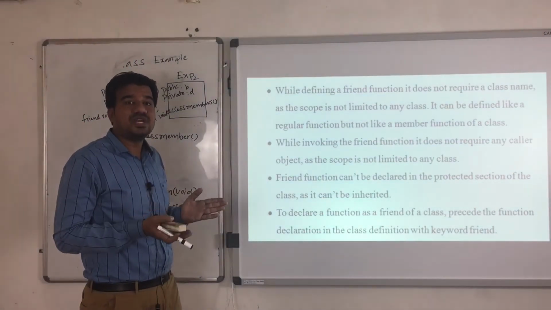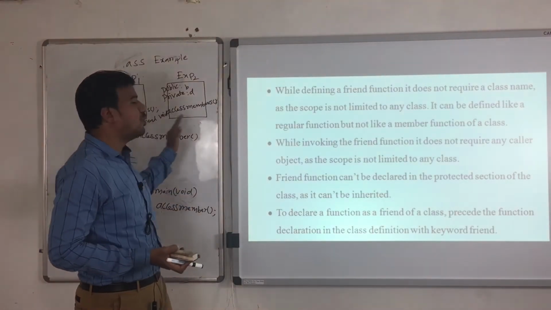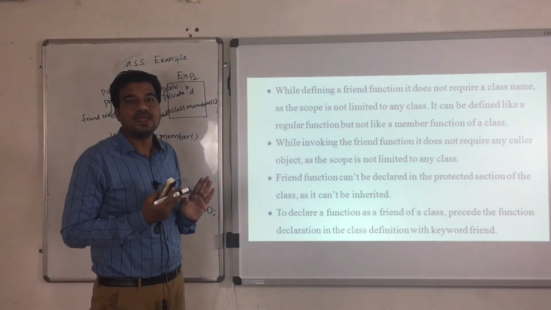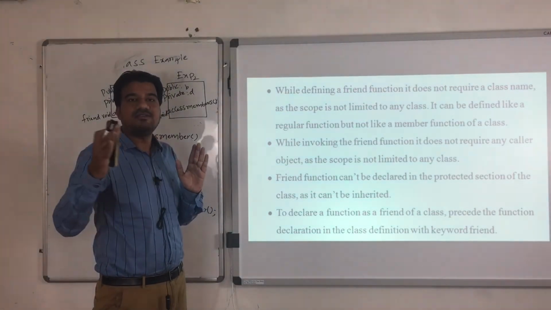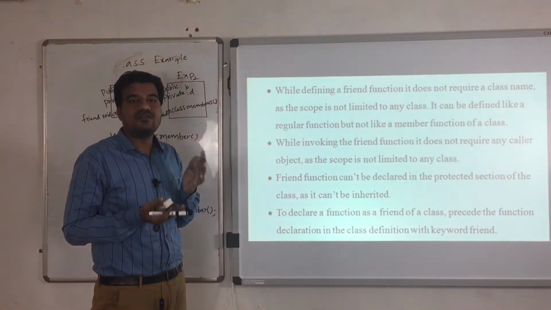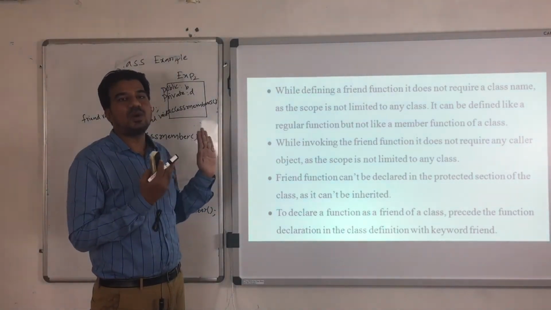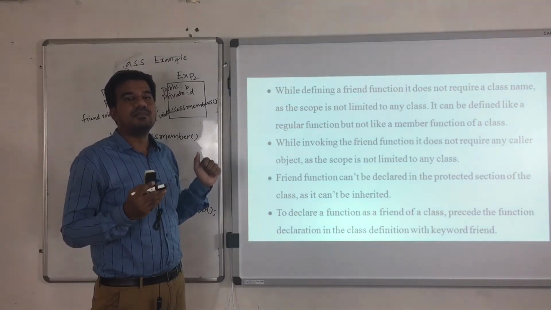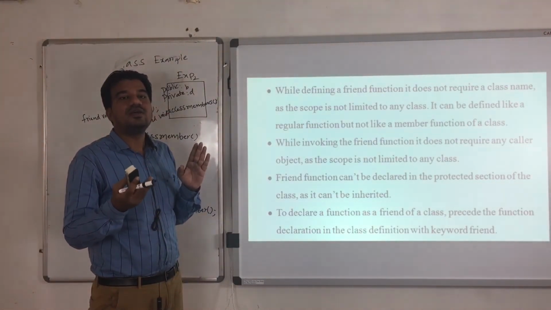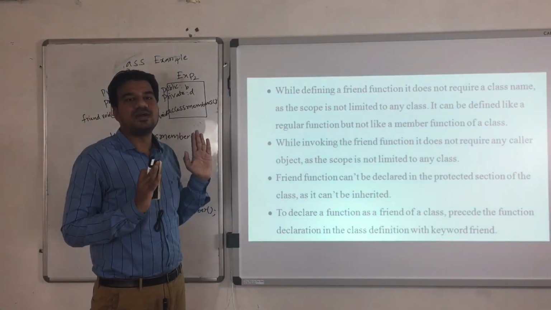Friend function definition does not require any class qualifier, because it will go in more than one class. So which class would you use in order to qualify that friend function? It is a tedious thing, isn't it? If it is having more than one class, which class name would you use in order to qualify the friend function? So that is the reason why we are simply omitting that qualifying concept. In order to write the friend function definition, we do not need to specify the class qualifier.